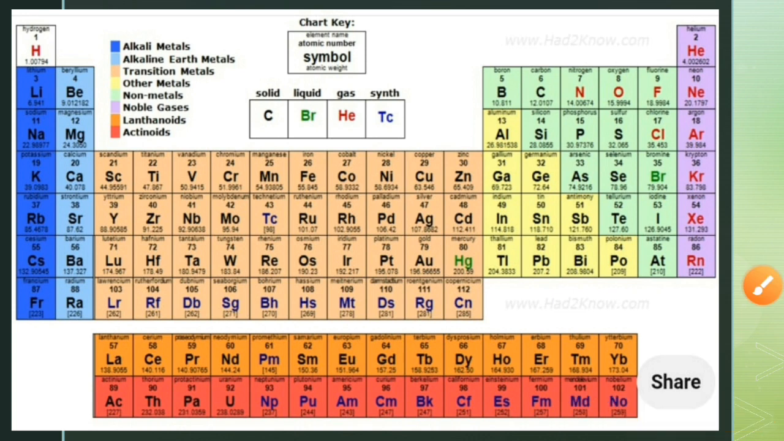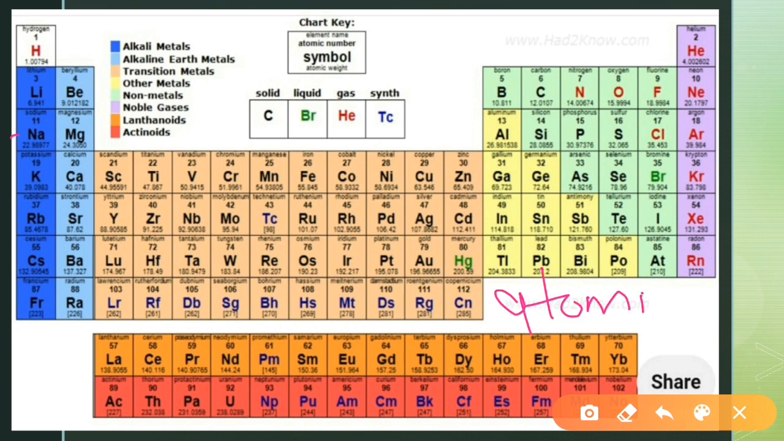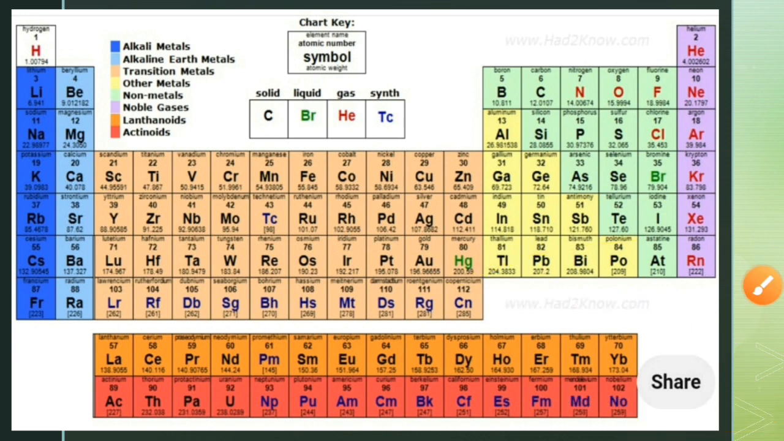For atoms, for example sodium, which is represented with Na, the number above is 11, the atomic number. However, the number below is 22.9, which you can round off to 23. So it is its atomic mass.